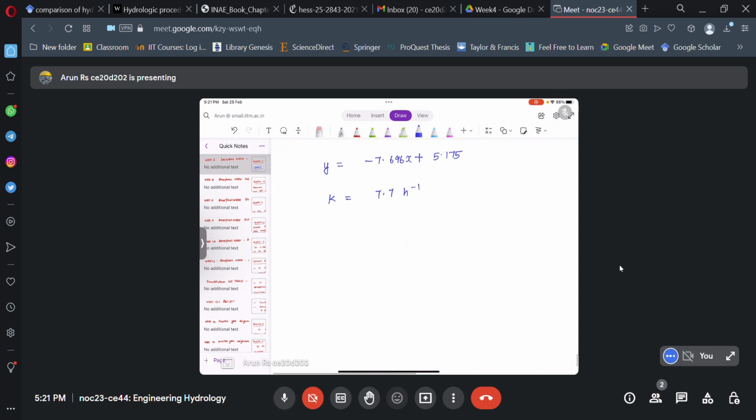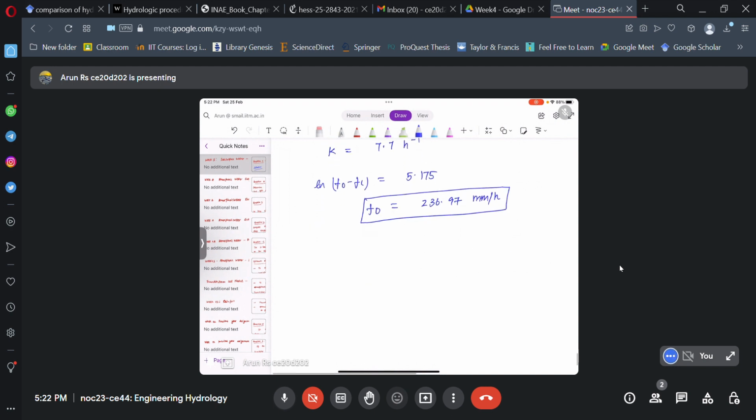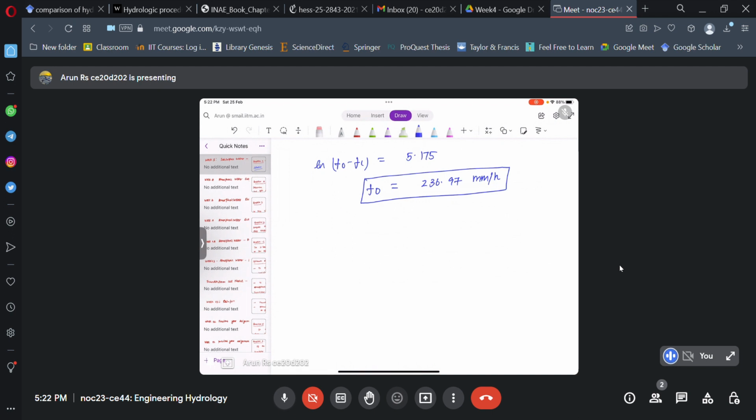And from the intercept, ln of f naught minus fc is equal to 5.175. If we solve that, we will get f naught as 236.97 mm per hour. So this is how you determine the parameters. Once we determine them, we can write the Horton's infiltration model.